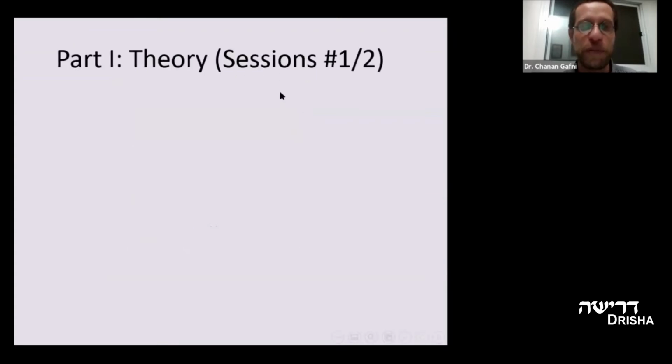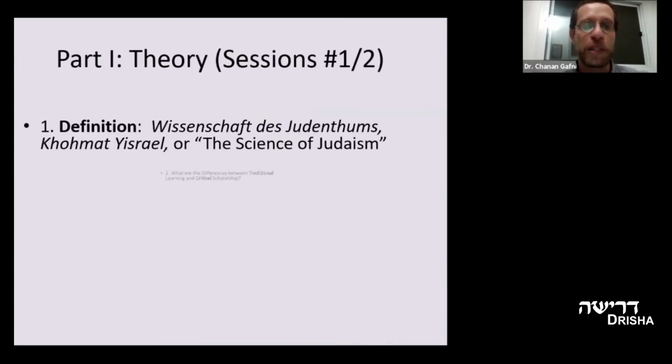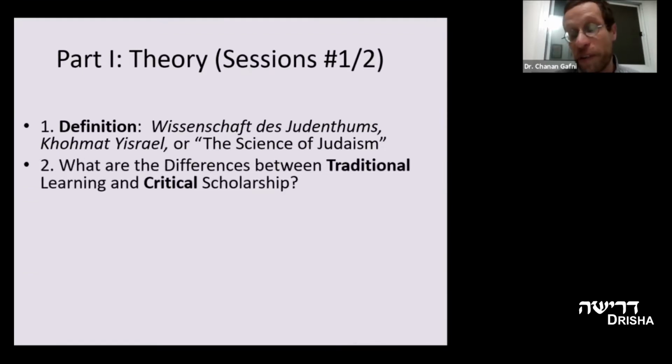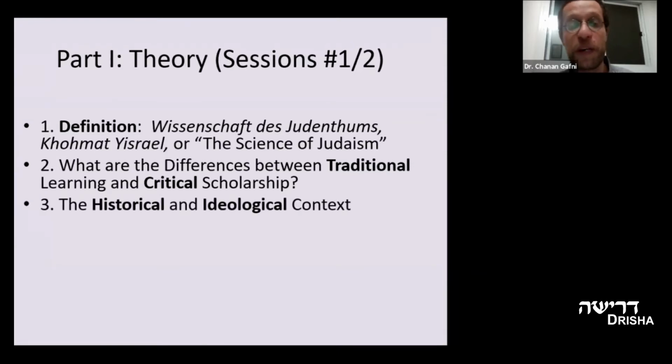More specifically, we spoke about themes that involve the definition of Wissenschaft, the term Wissenschaft des Judentums, Chochmat Israel, or the science of Judaism. We discussed the differences between traditional learning and critical scholarship. We devoted some time to the ideological and historical component in modern Jewish studies. We tried to show that although being critical and objective while having your own ideological agenda might seem contradictory, these things nevertheless went together.